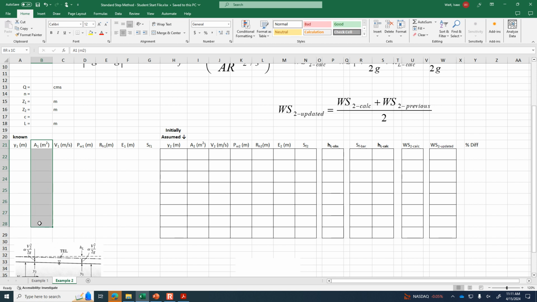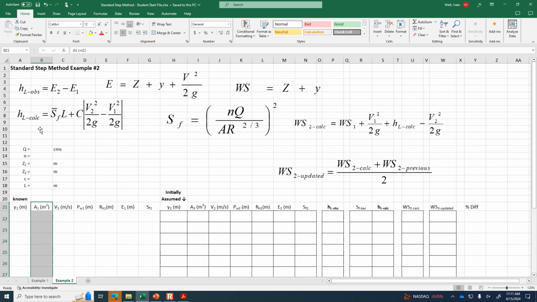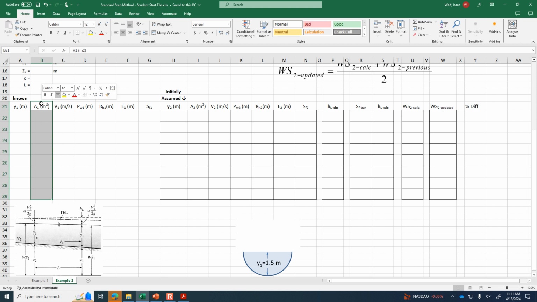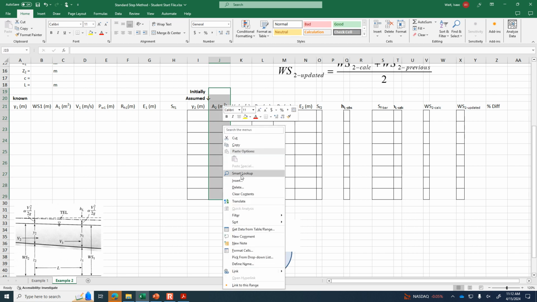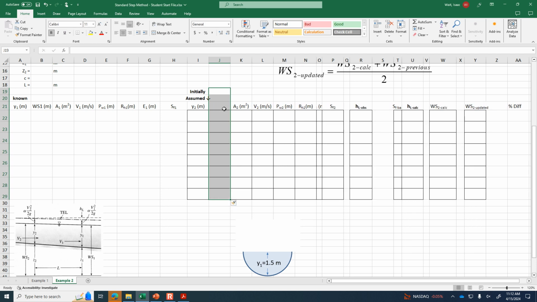Highlight everything, not the whole column, but just where we're going to do these calculations, and then right click, insert, and it'll shove things to the right, and that makes space for us. Oh, by the way, I guess I needed to move this over too. Now we can have water surface at location 1, and that's going to be Z1 plus Y1. And so let's do the same thing for the unknown location. Right-click, insert, shove everything to the right, and then let's have the water surface at location 2.